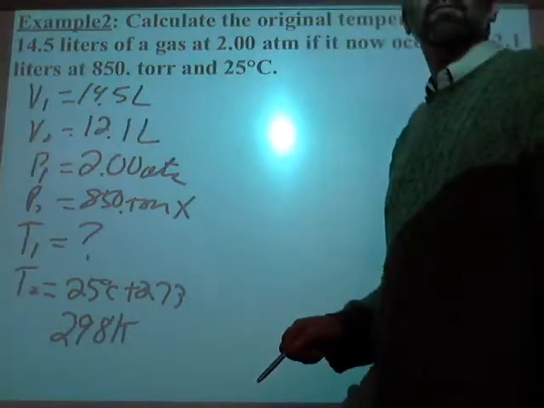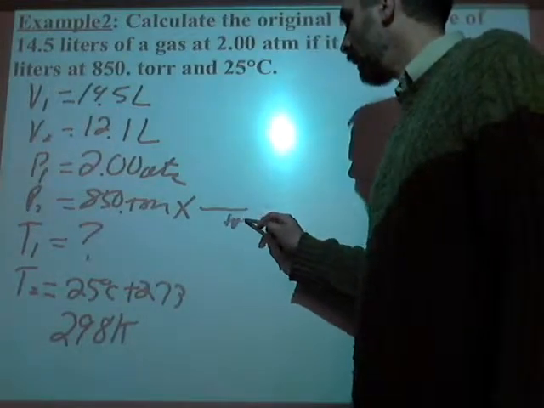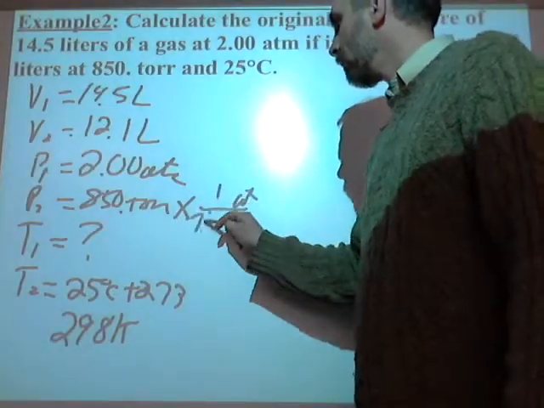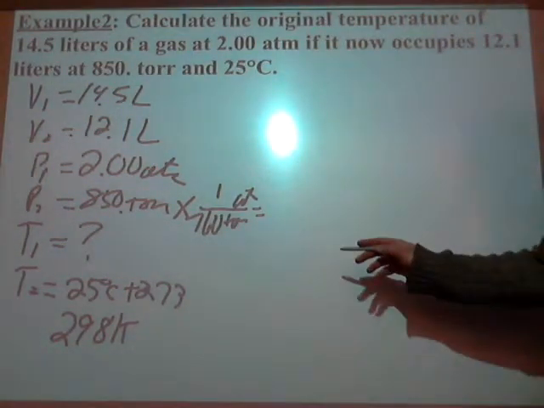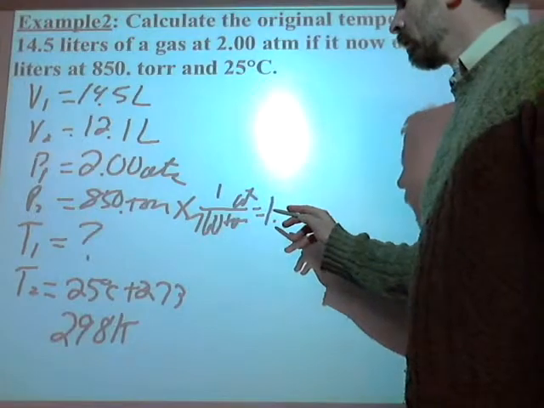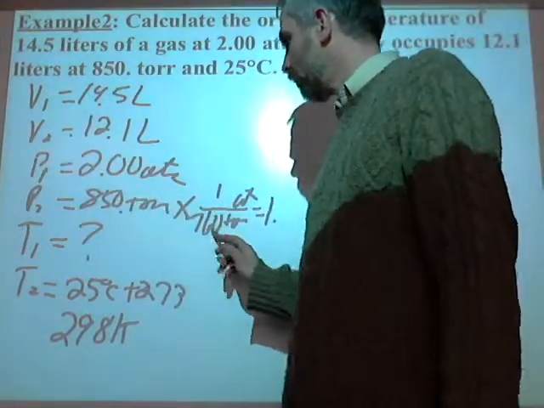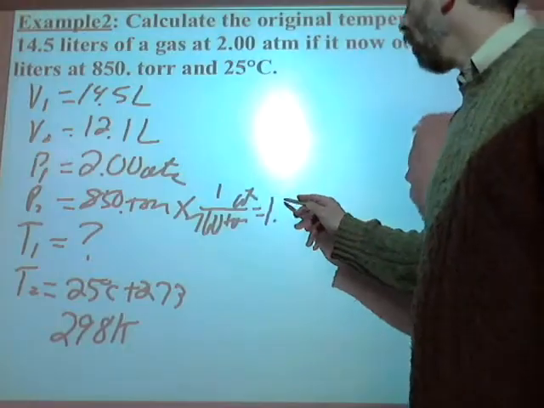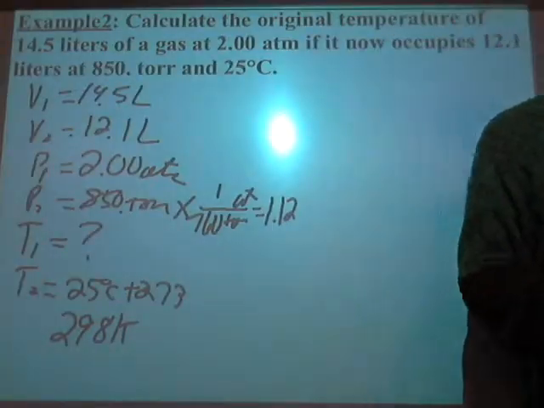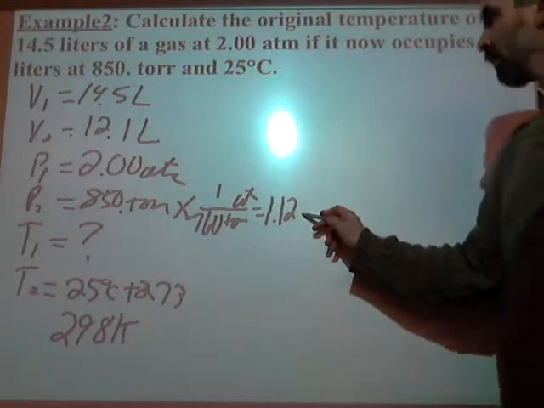What do you recommend doing? Doesn't matter. Torr on the bottom, atmospheres on top. 1 atmosphere contains 760 torr. What do you get? 1.12 atmospheres. It should be 3 significant figures. 3, 3. So what would you... 1.12. Oh, 1.12. I thought you said 1. Oh, okay, 1.12. Didn't hear the 12 atmospheres. Okay, good.